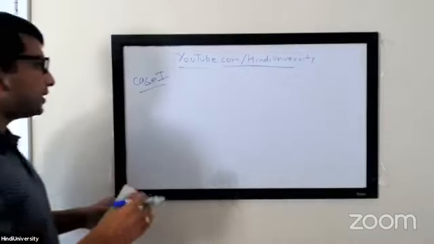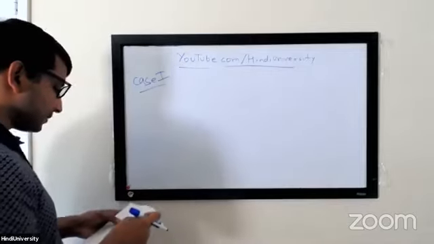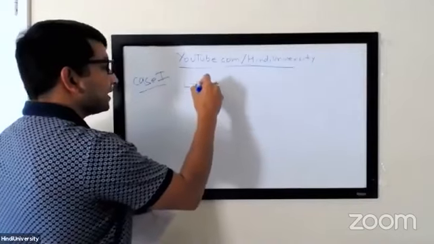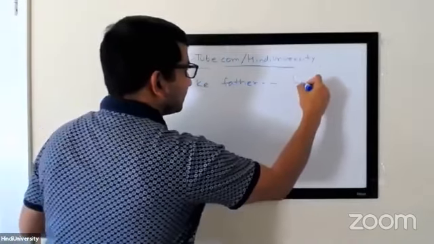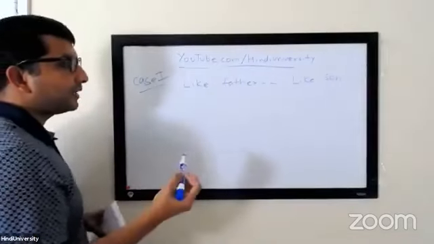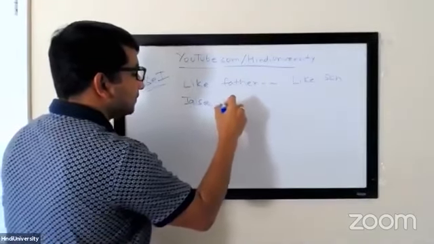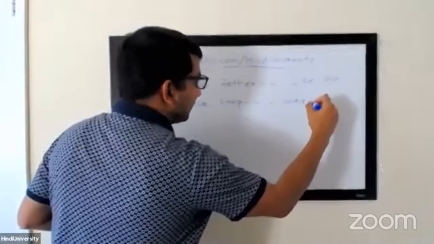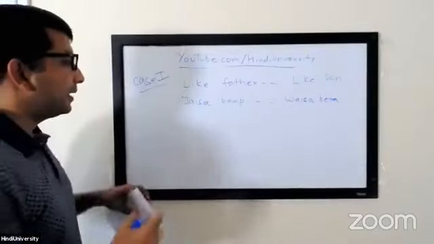Okay, so the first one is when you're trying to compare the qualities or the likeness, right? So I'm going to take the simple one. Like, so in this case you talk about like father, like son, right? You might have heard of this saying. You can say जैसा बाप वैसा बेटा, like father like son. Okay, that's a very common one.